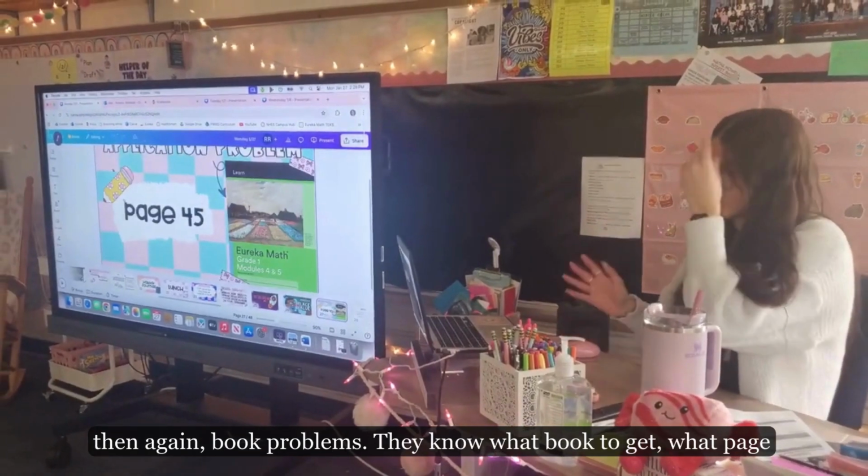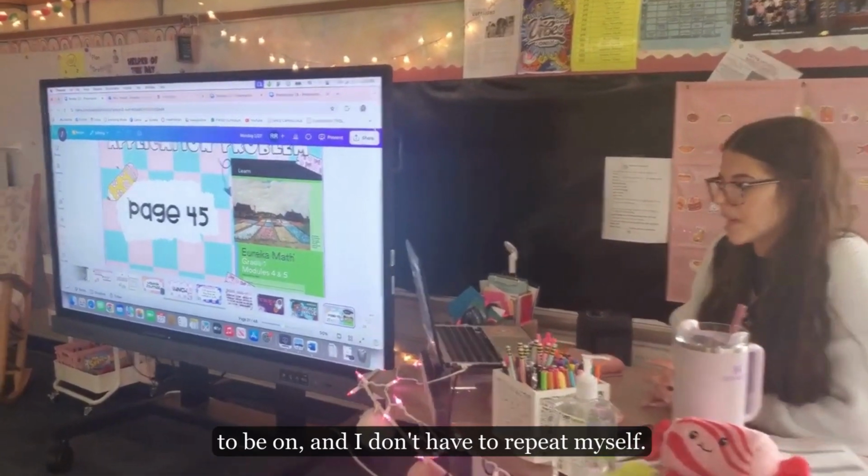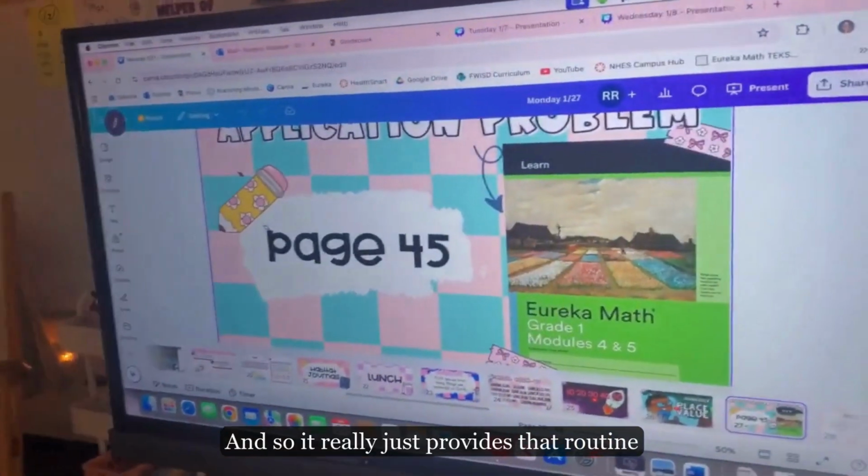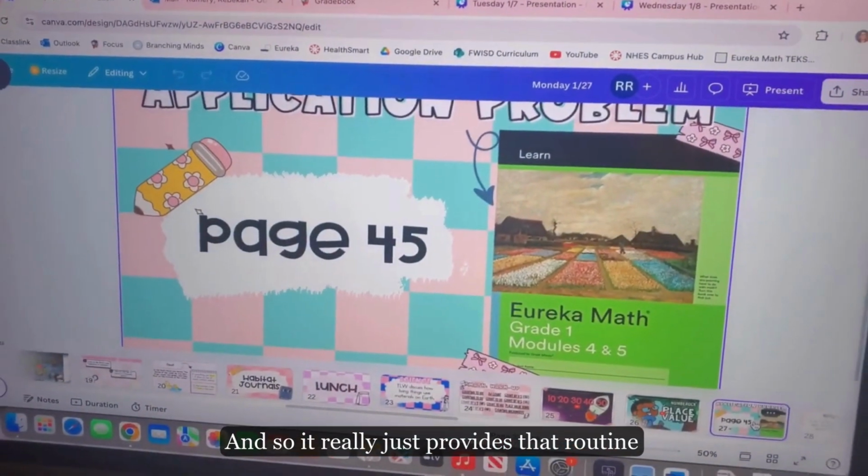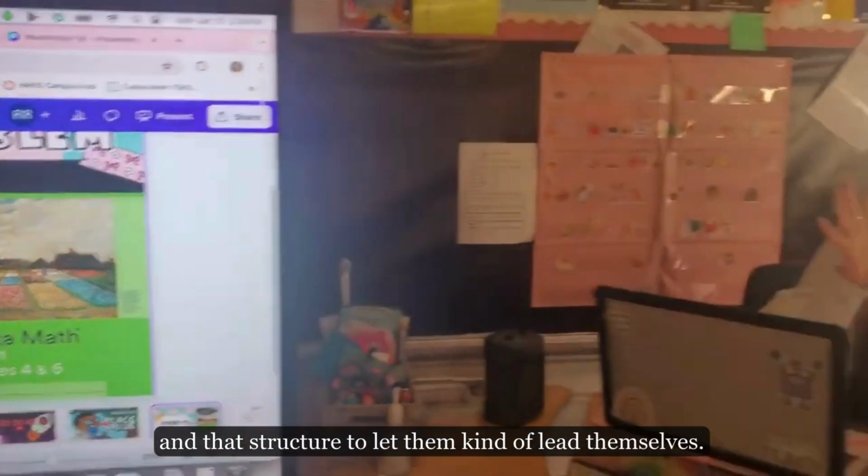And then again, book problems. They know what book to get, what page to be on. And I don't have to repeat myself. And so it really just provides that routine and that structure to let them kind of lead themselves.